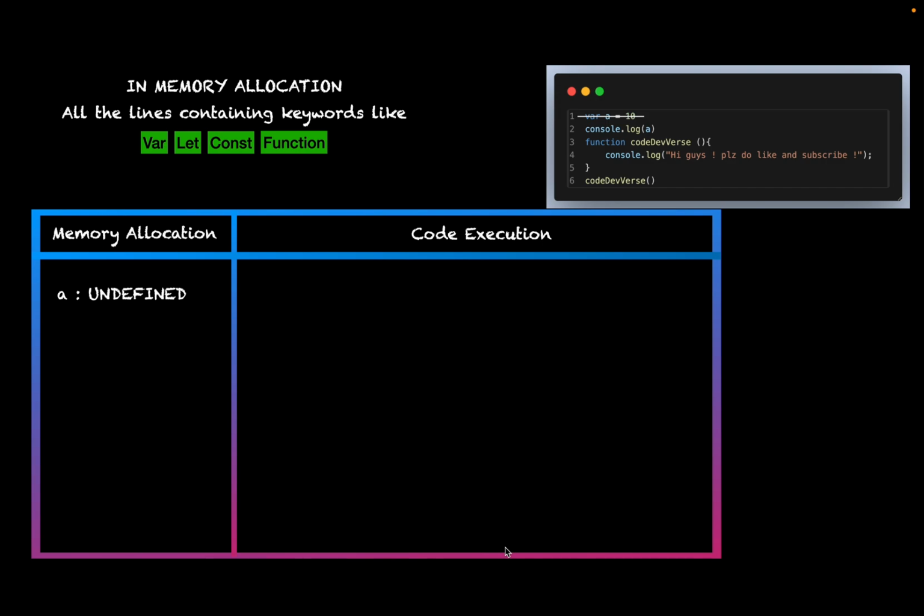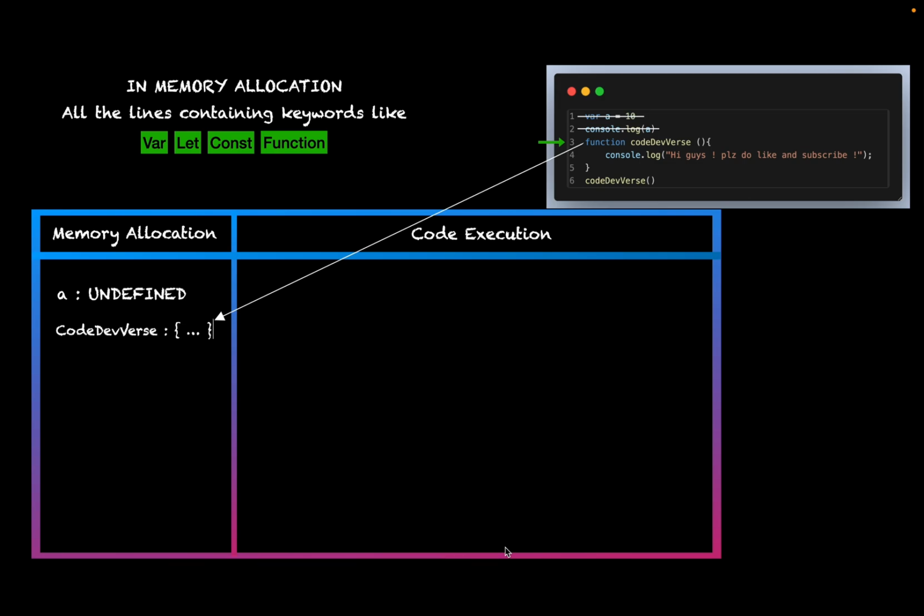Now the control comes to line number 2. But line number 2 does not contain any keyword like var, let, or const, and hence this line will not take part in the memory allocation phase. Why? Because there is no variable declaration, no function declaration, nothing. Now control comes to line number 3, and in line number 3 we have the special keyword function, and hence this line will take part in the memory allocation phase.